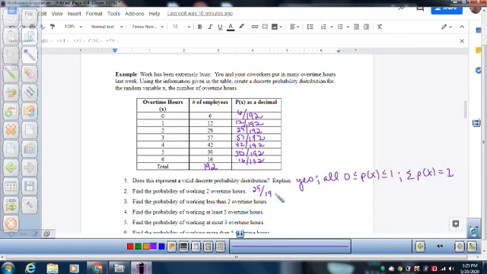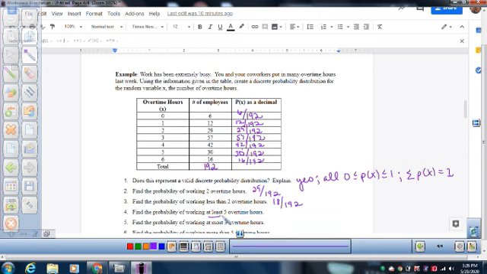Out of 192, and if I ever get the calculator to pull up, then we will look at what that value is as a decimal, but you can leave it as a fraction or a decimal. The probability of working less than 2 overtime hours would be 0 and 1 added together, so that would be 18 out of 192. The probability of working at least 5 overtime hours.